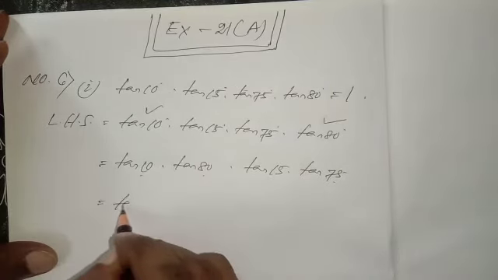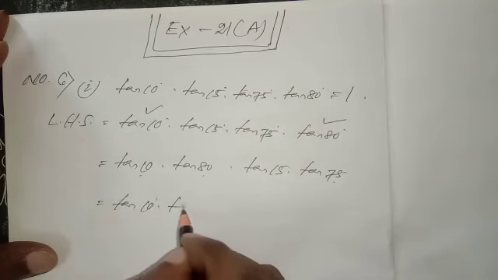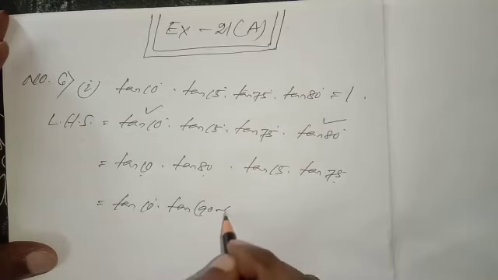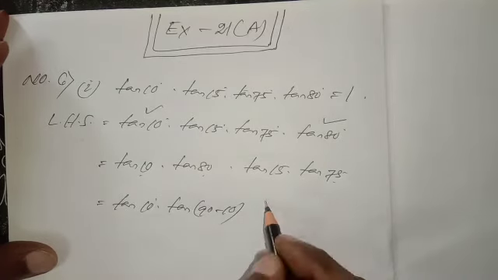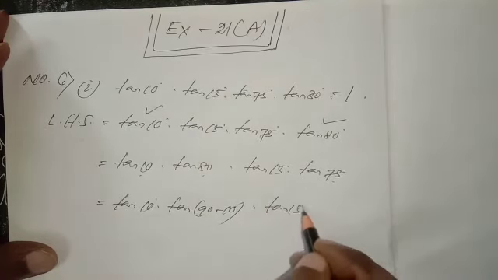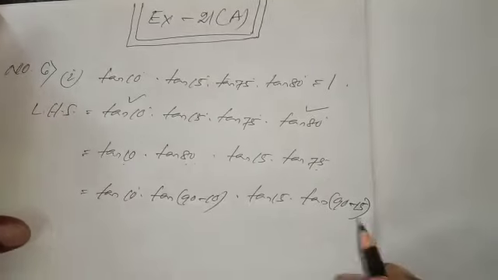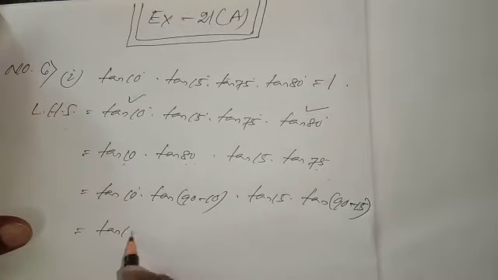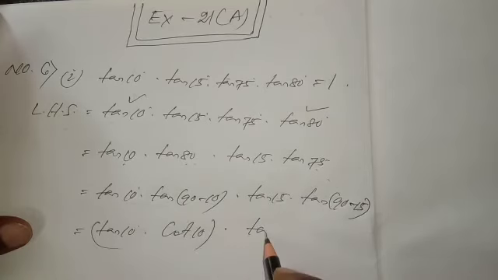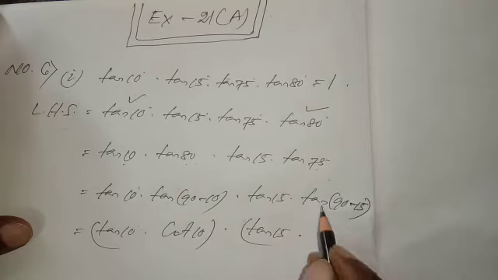Now, any one you can break. Tan 10 degree, keep it. Tan 80 degree means you write 90 minus 10, that will give you 80 degree. Here also same thing. Tan 15 degree into tan 75, you write tan 90 minus 15, because 90 minus 15 will give you 75. After that, tan 10 degree, tan 90 minus theta is how much? Cot theta, that means cot 10 degree. Make it one group here. Into tan 15 into tan 90 minus 15, that means cot 15. Tan 90 minus theta is cot 15 degree.